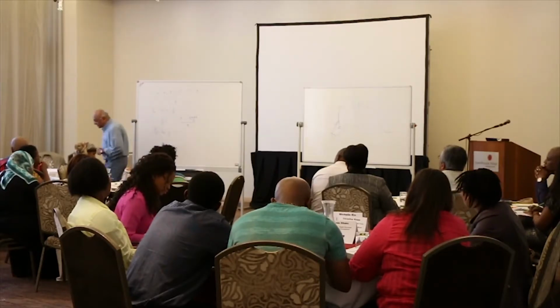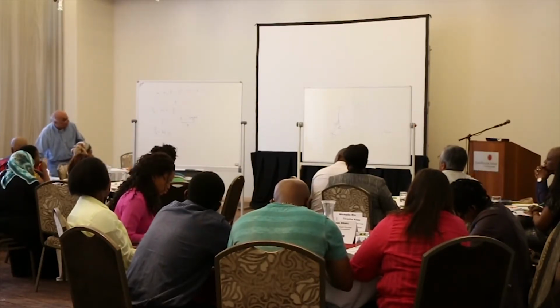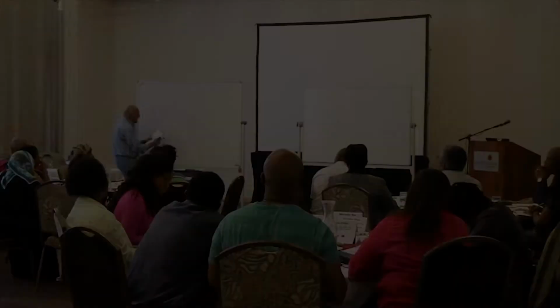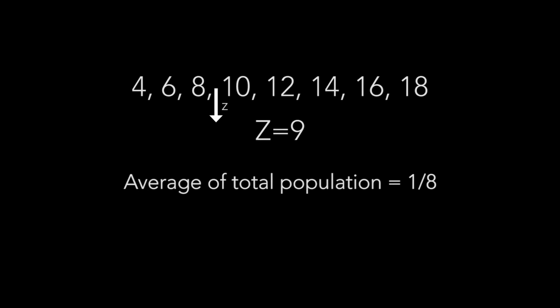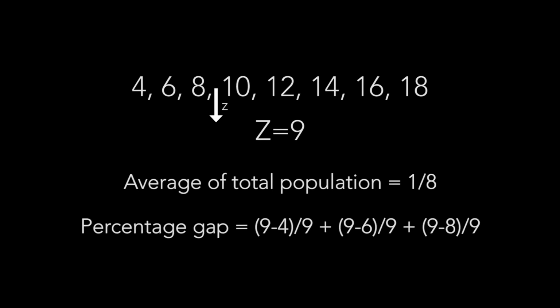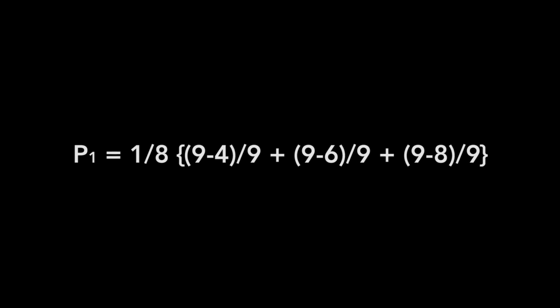If I was to write this out, and you could do this as an exercise later on, it's simple arithmetic. It'll look like this. It'll be 1/8 into the following: 9 minus 4 over 9, plus 9 minus 6 over 9, plus 9 minus 8 over 9. Okay, what is this thing? What is this animal? Remember, this animal here is the product of the two. So it is good because it answers both of Sen's questions, right? It is immune to those thought experiments.